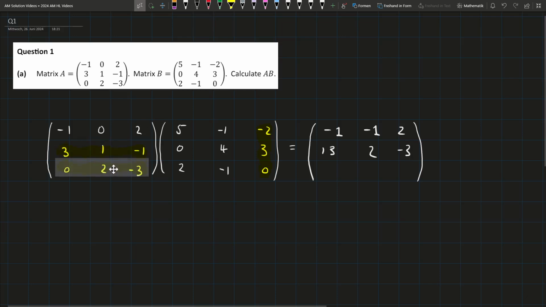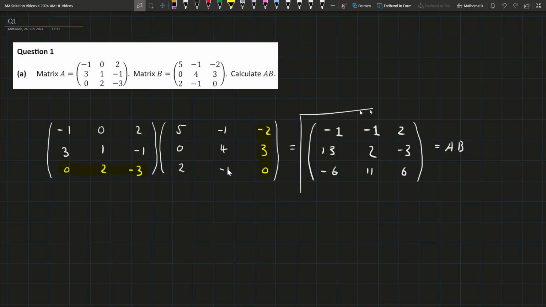Then finally we do the bottom row. And we'll have 0 times 5 is 0. 2 times 0 is 0. And -3 times 2 is -6. Move to the middle. 0 times -1, 0. 2 times 4 is 8. And then we'll have +3. So we'll have 11. And then finally, go to the far right. And 0 times -2 is 0. 2 times 3 is 6. And -3 times 0 is 0. So we just get 6 here. And that's the answer for what AB is.